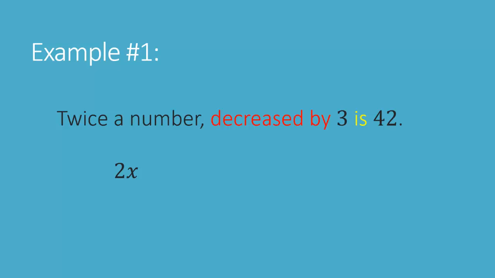Now we're going to take that and decrease it, which is what the minus sign is for. So decreased by cues you that this is a minus. 3, of course, is 3. And whatever this is equal to, or is, 42. Now, all you have to do is put it all together, and you get 2x minus 3 equals 42. We've just taken the word problem and converted it into a math expression.